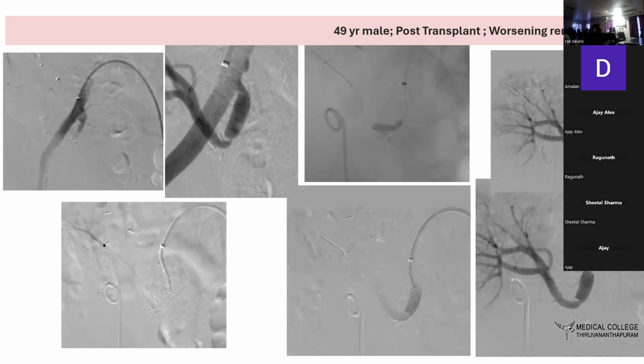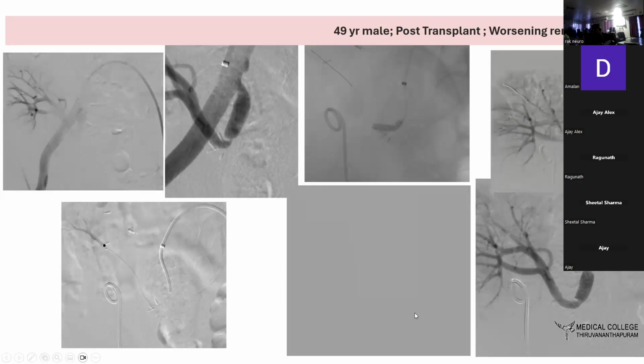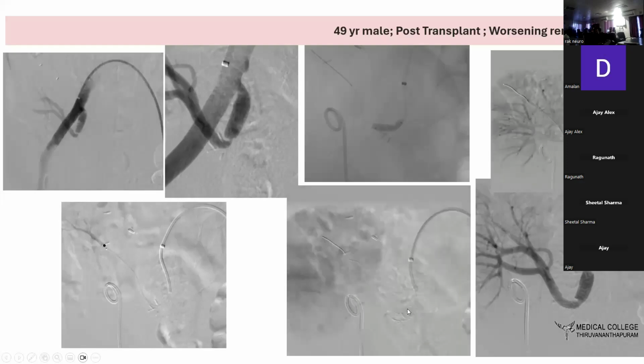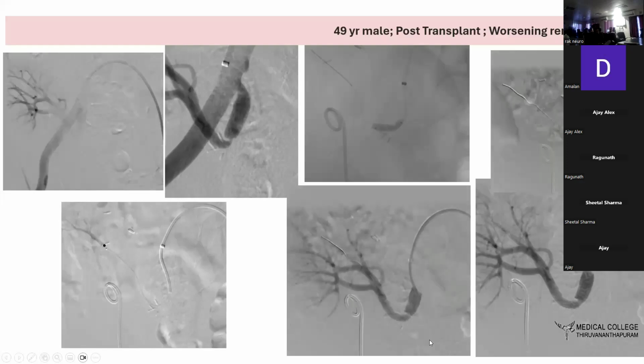I believe we've used a Herculink or an Omnilink, the renal stent. We have used a 5 mm by 29 mm stent in this particular patient.